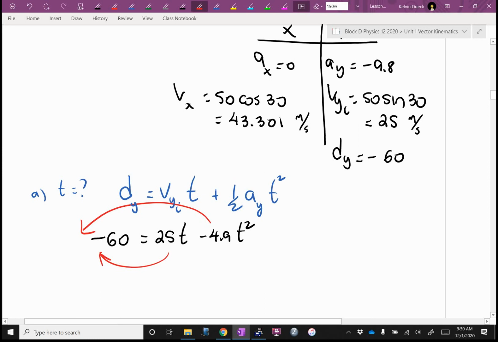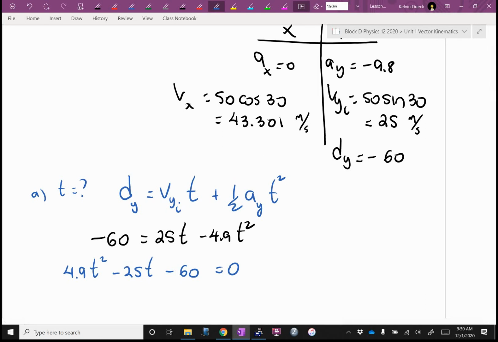Formula manipulation. So I'm going to move the right side stuff over to the left side stuff. And my new equation is going to be positive 4.9t squared, take away 25t, and the negative 60 just drops down like a domino. Also, Aiden, I wrote it in the correct order from biggest degree to smallest, the way you're used to seeing it for a quadratic. Figured may as well do that too.